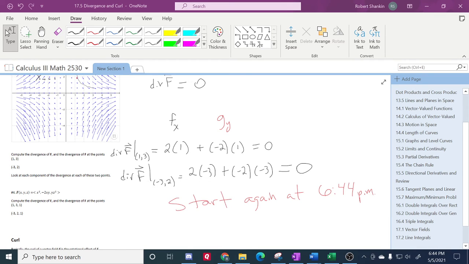Alright, my arithmetic skills were suffering there. I gave us a 5-minute break originally, 6:34. I meant to give it a 15-minute break like normal. Alright, so let's do number 4 on divergence. And let's get rid of this so I have a little space here.